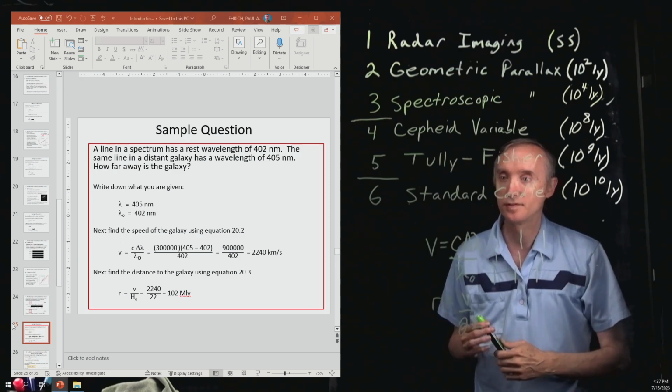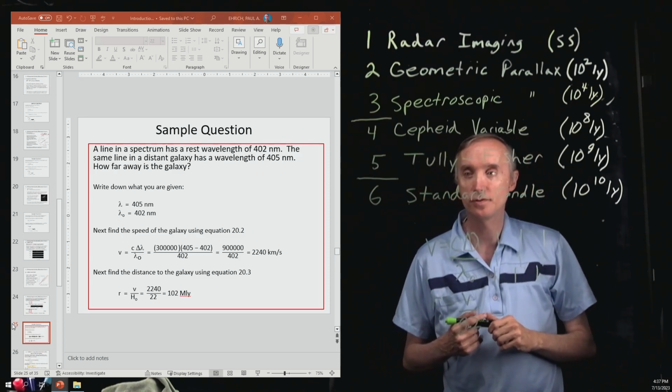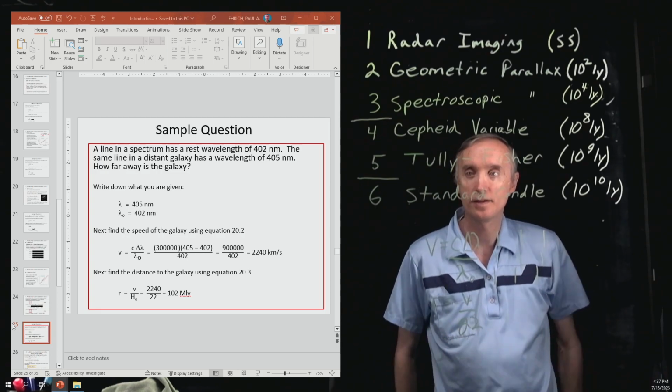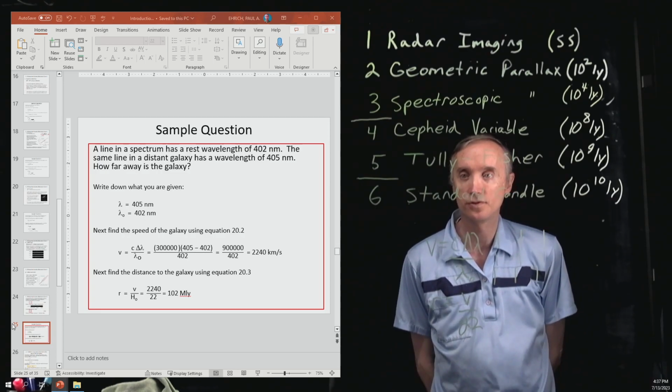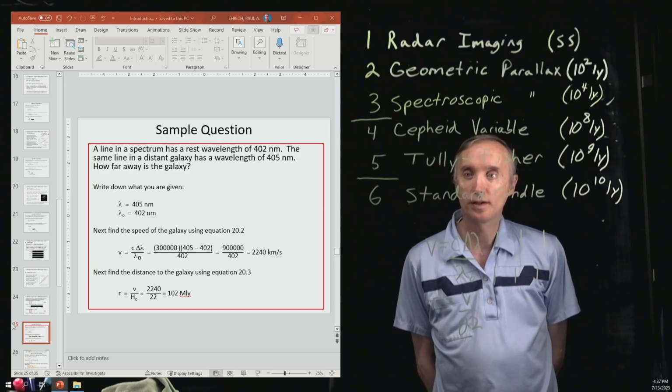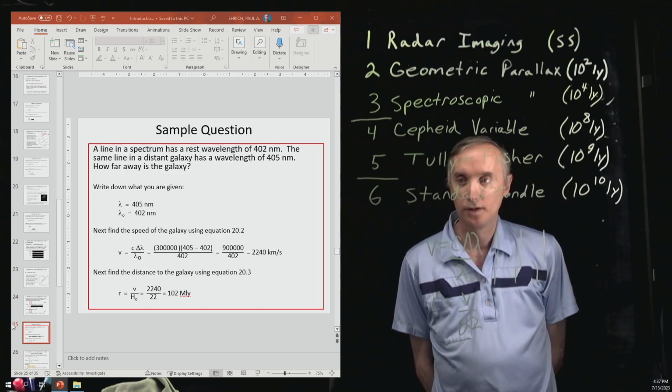All right, here's an example of how you would use the formula. You have a spectrum that has a rest wavelength of 402 nanometers. That's the unit of distance. The same line in a distant galaxy has a wavelength of 405 nanometers. How far away is it? So you're given the new wavelength is 405, and the old wavelength was 402.